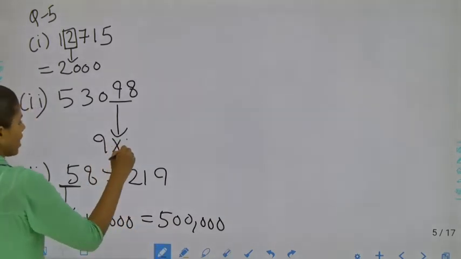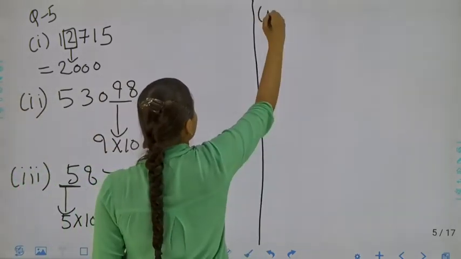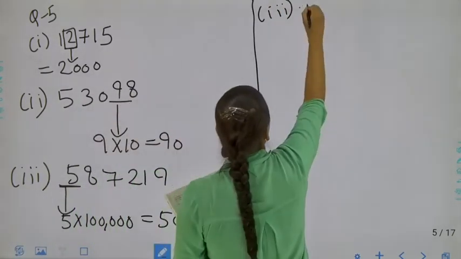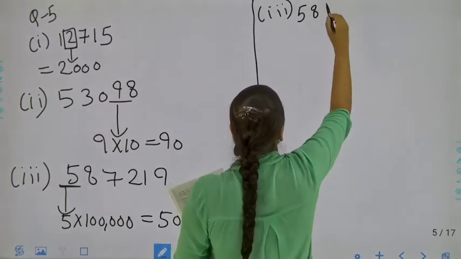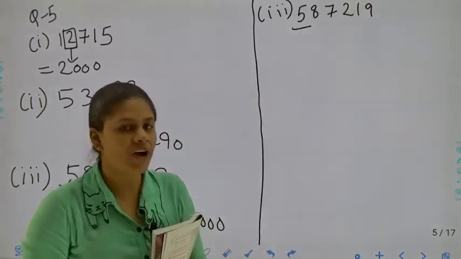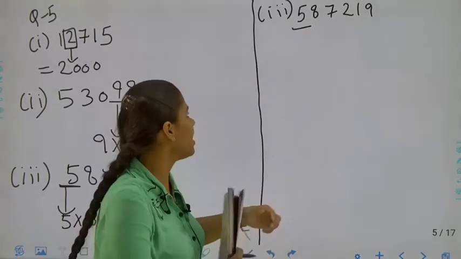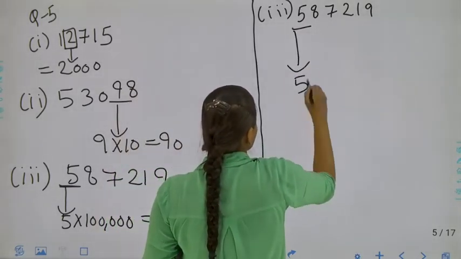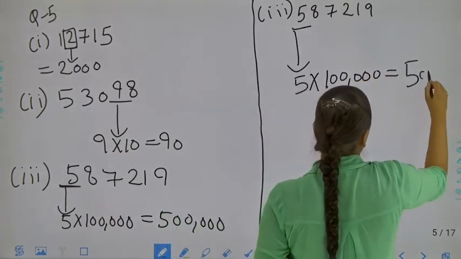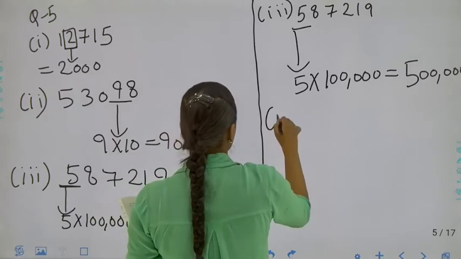That is 9 into 10 equals to 90. Now move to the next part. That is third part. Ones, tens, hundred, thousand, ten thousand and lakh. This is 5 lakh. That is 5 lakh. Now move to the next part, that is fourth part.